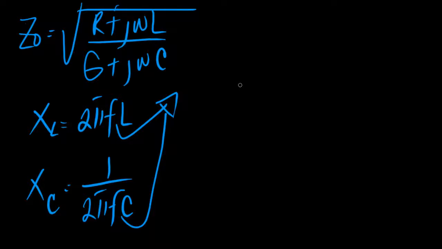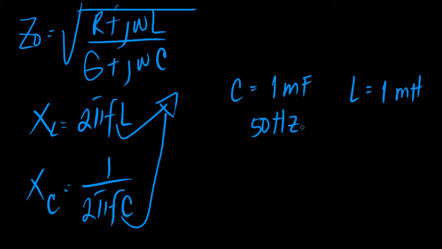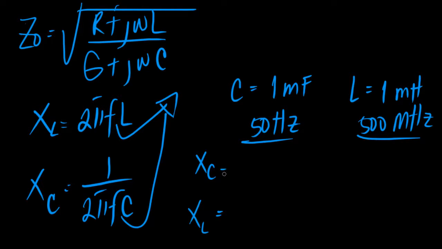I have compared earlier, what if our capacitance is 1 millifarad and our inductance is 1 millihenry? So let's compare, what if one is 50 Hz and the other is 500 MHz. As you can see, 50 Hz is the frequency of our electricity, like in the house, you know that. Well, 500 MHz is the start of microwave communications. So I tested it and we can see the difference.